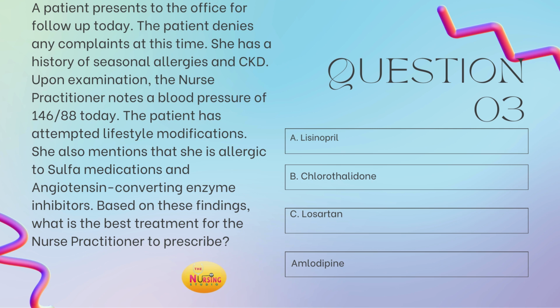And then amlodipine is a calcium channel blocker, and you can use that with patients with chronic kidney disease, but that is typically the next line therapy. So, say you're using an ACE or an ARB, and they need another treatment added on because the blood pressure isn't still managed, then a calcium channel blocker is a good next option to add on. But for the best treatment of first line therapy in this patient scenario, C, losartan is your best option.